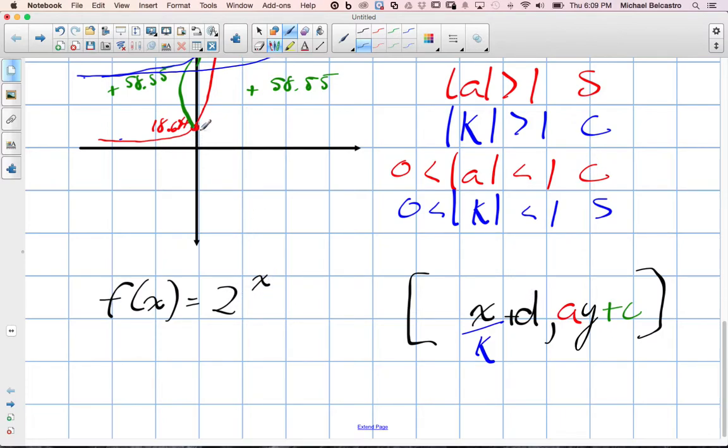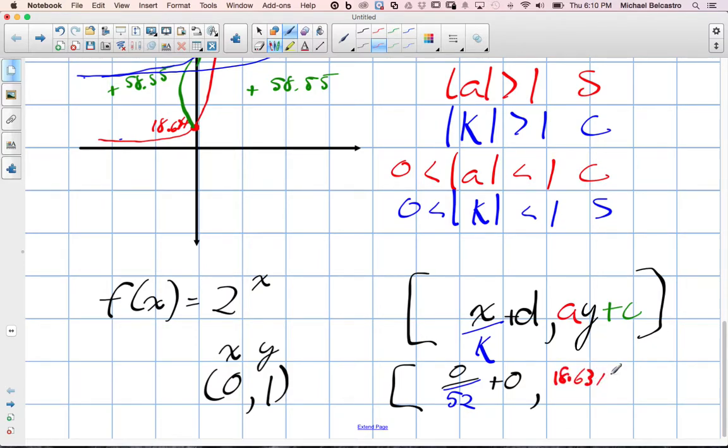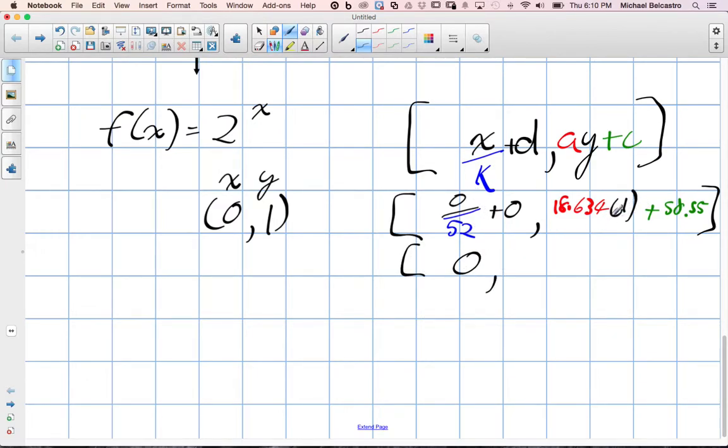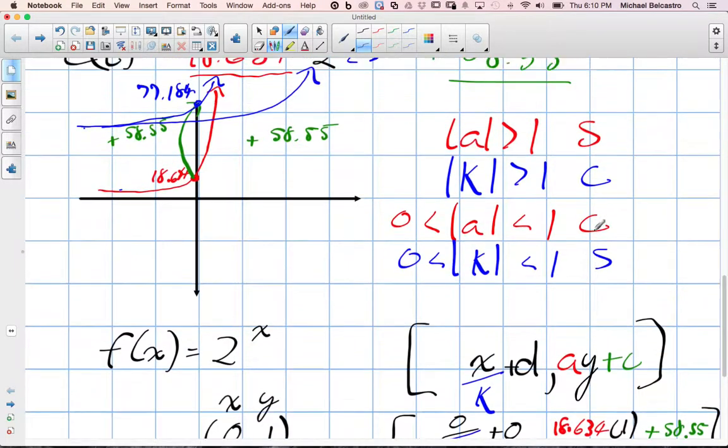So we could have taken specific coordinates, for instance, that y-intercept, and we could have plugged it through. Our original y-intercept would have been the value of 1, right? It would have had a coordinate of 0 and 1, so that would have been our x and our y. And if we put it through our mapping notation, we would have had 0 divided by our 52, which is not going to make a difference. And there was no d value. Essentially, we're going to be back at 0 for that. Our a value is 18.634 times our original y, which was a 1, and then it's going to be added to our 58.55. And again, it pretty much produces the same point. This becomes 0 plus 0, so we're at 0. And as we said before, this became 77.184. So that's our y-intercept again, and it's just a much wider looking graph.